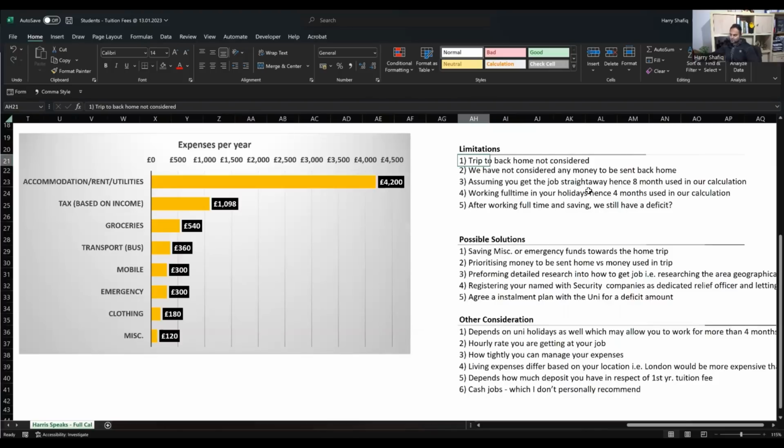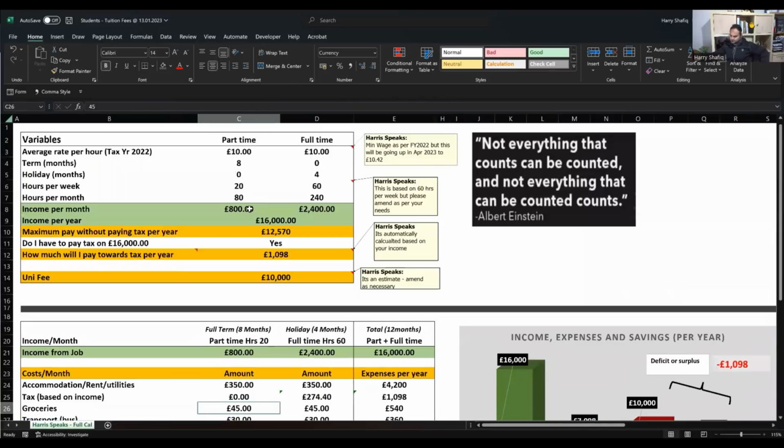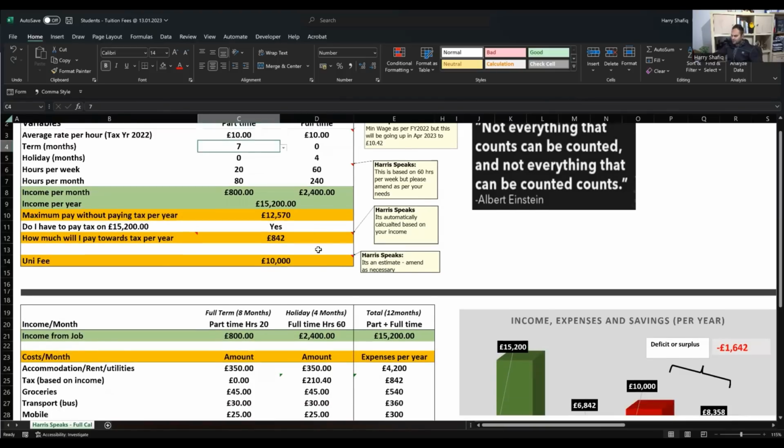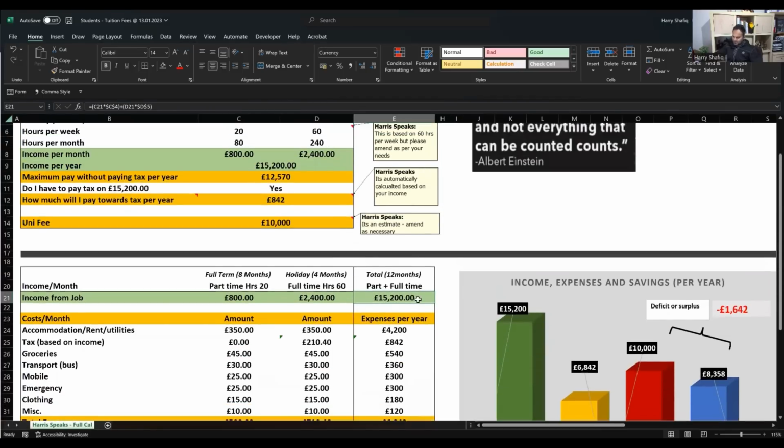Assuming that you would get the job straight away, hence eight months used, I think that's a limitation as well. If you look at our variable section, we are saying as soon as we come into the UK, we'll get the job. Sometimes that might not be the scenario. You might have to wait for another month to get the job. So if you change it to 7, that would be a more realistic number. And then again, if you get 7 months in your variable section, your income goes down.